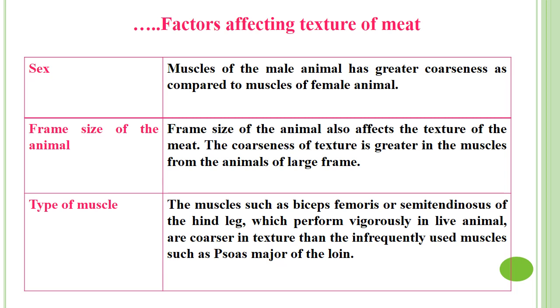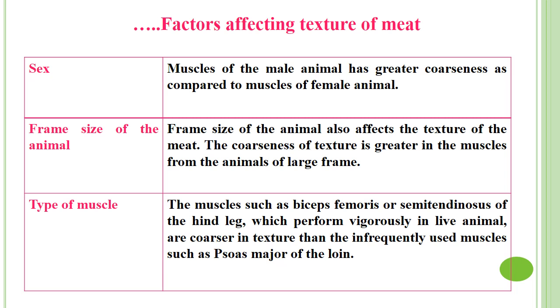Then frame size of the animal. The frame size of the animal also affects the texture of the meat. The coarseness of texture is greater in the muscles from the animals of large frame. So if the animal is of large size, naturally it is expected to have coarse texture in the meat.